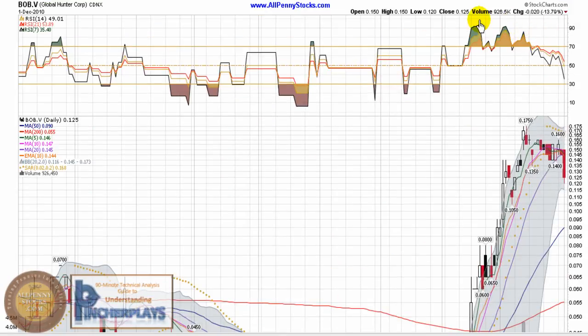RSI, same thing. Very overbought. Just a huge amount of buying pressure ran this stock, 300, 400, 500%. Now it's on a retrace. The 7 is broken down through 50. The 14 and 21 are still hanging in there.